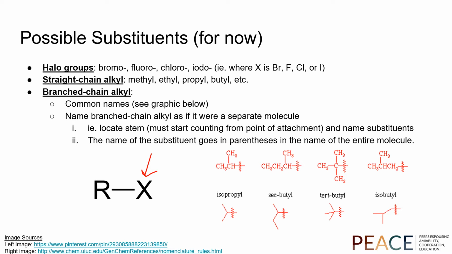Branched chain alkyl groups, on the other hand, have two different ways they can be named. If it takes the form of one of these structures, they can simply be referred to by their common names, which are listed here. However, if the substituent does not resemble these specific alkyl groups, you can simply name it as if it were a separate molecule. You would find the stem, which in this case would be referred to as an alkyl, and name the substituents. Carbon 1 must be the point of attachment of the substituent to the stem. Overall, the name of the substituent will go in the full molecule name in parentheses.